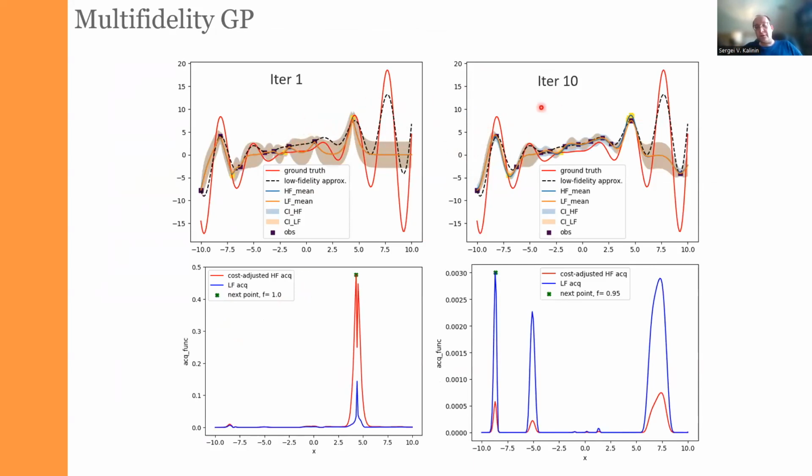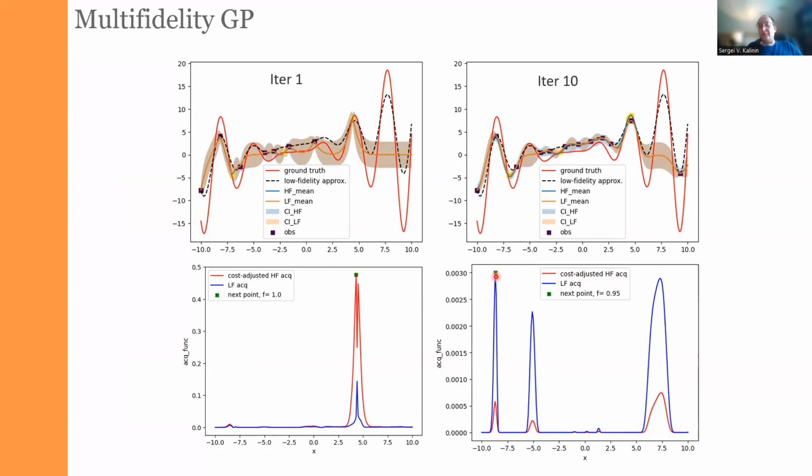So first iteration, 10th iteration, and you will basically see the examples of the two cost functions. One cost function for the low fidelity acquisition, the blue one. Another is the cost adjusted high fidelity. So if the acquisition function for the cost adjusted high fidelity is higher, that means that you take the measurement of the high fidelity function, so you do the expensive measurement. If the low fidelity acquisition function is higher, then you do the low fidelity acquisition.